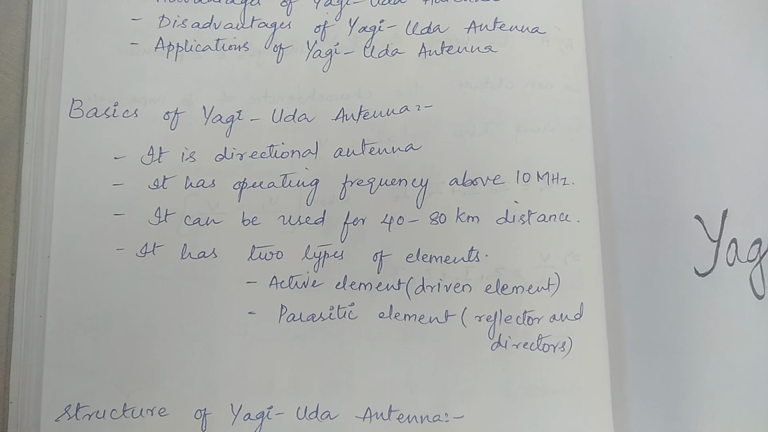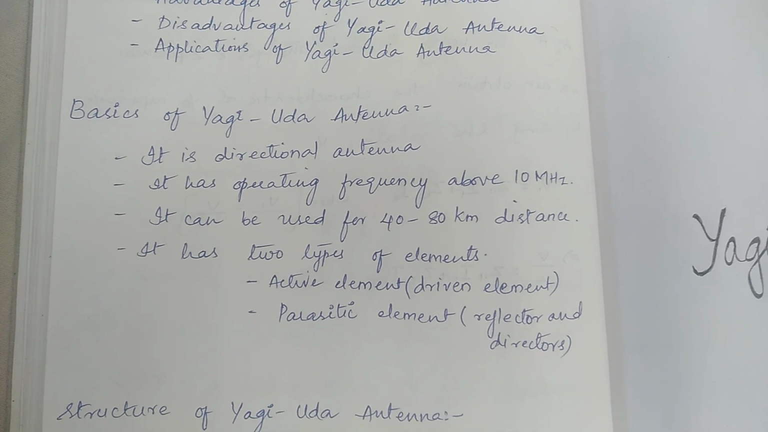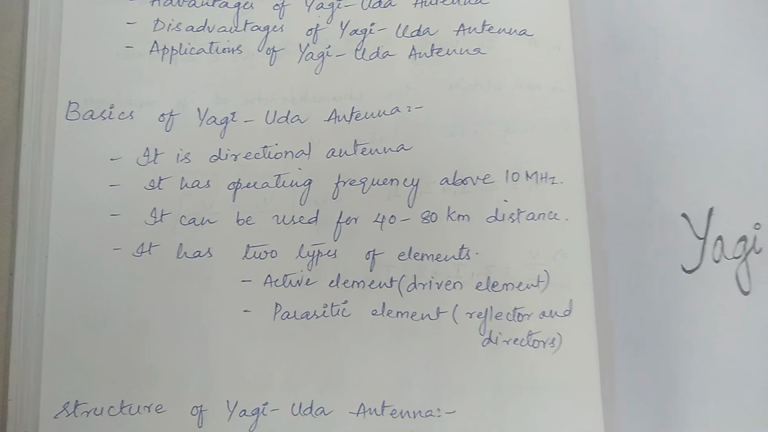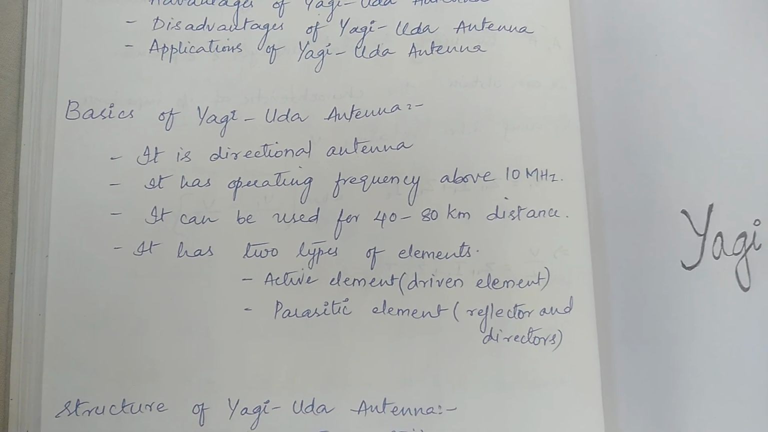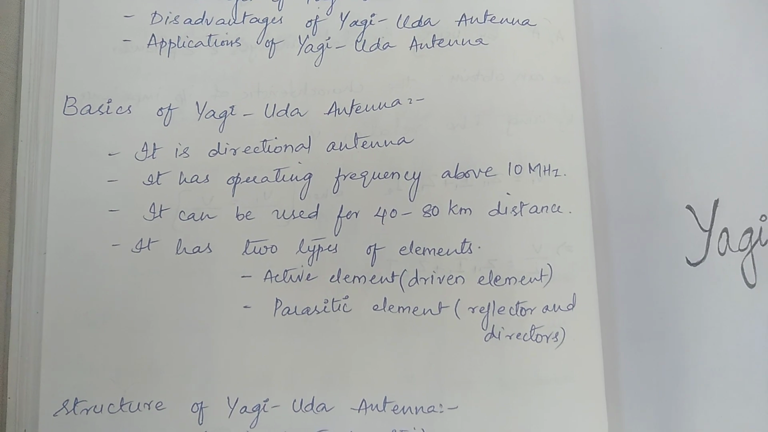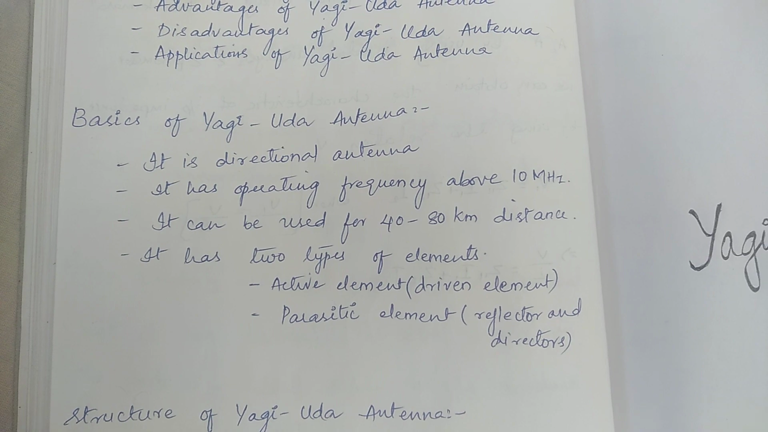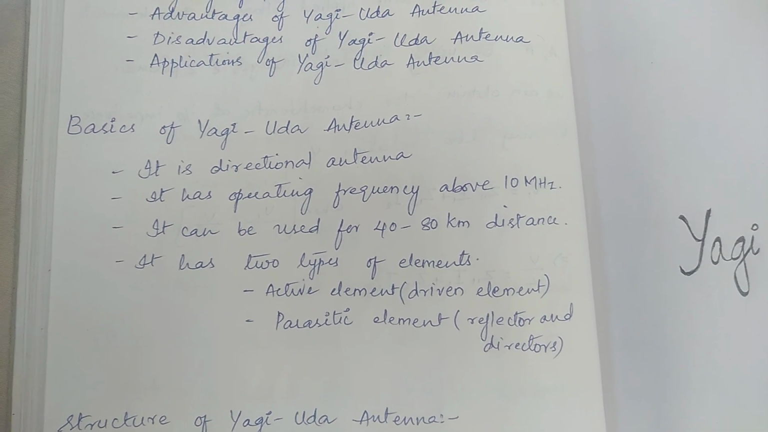Yagi-Uda antenna has two types of elements. One is active element and the another is parasitic elements. Active elements are nothing but driven elements, and the parasitic elements are reflectors and directors. Driven elements are connected to AC power supply, and reflectors and directors are not connected to AC power supply.